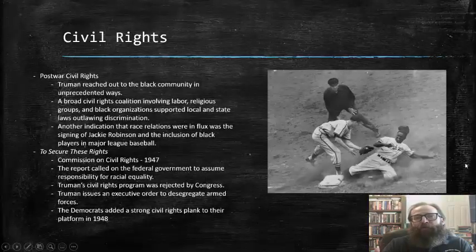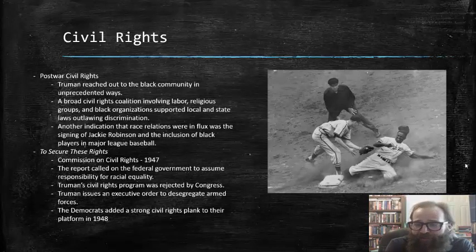The aftermath of World War II saw the true genesis of the civil rights movement in the United States, and President Truman reached out to the black community in unprecedented ways. And a broad civil rights coalition involving labor, religious groups, and black organizations supported local and state laws outlawing discrimination. Another indication that race relations were in flux was the signing of Jackie Robinson and the inclusion of black players in Major League Baseball, a major development, as baseball was the first sport to attempt to integrate its ranks.